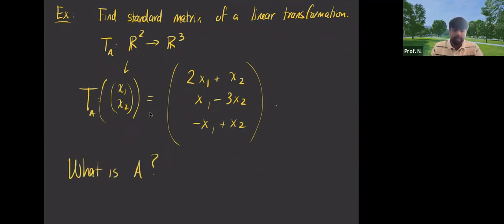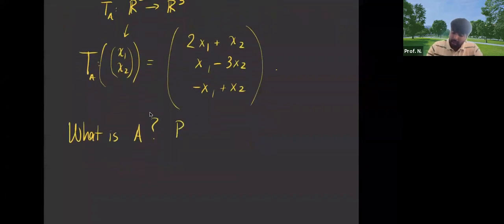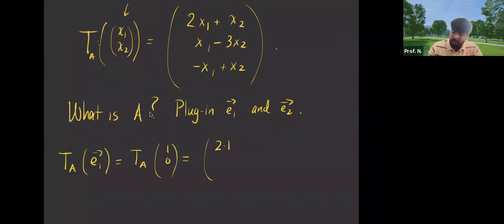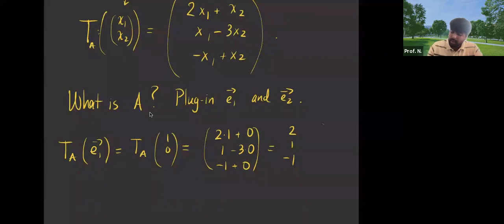It's a pretty straightforward way of doing this. Plug in E1 and E2. So if I plug in E1 to this, remember that equals what? 1, 0, right? If I plug that in, what happens? I get 2 times 1 plus 0, 1 minus 3 times 0, negative 1 plus 0, which is what? 2, 1, negative 1. It's this column vector right here.